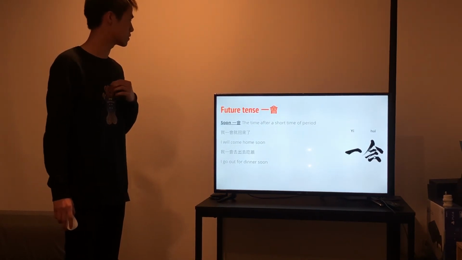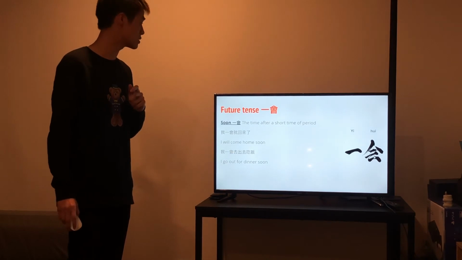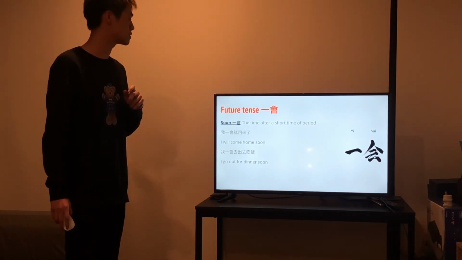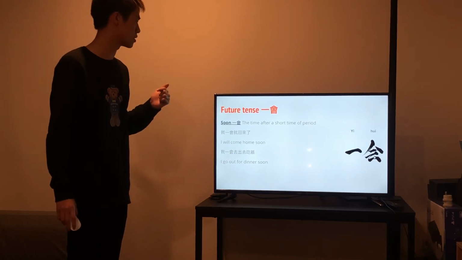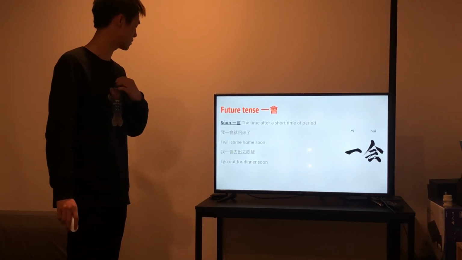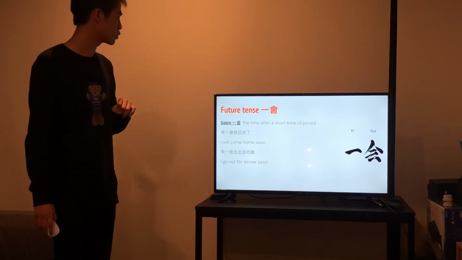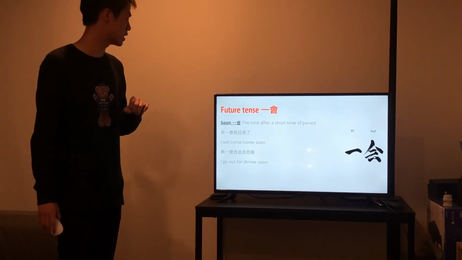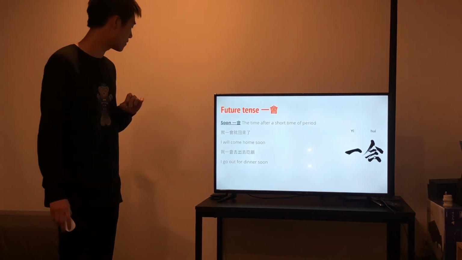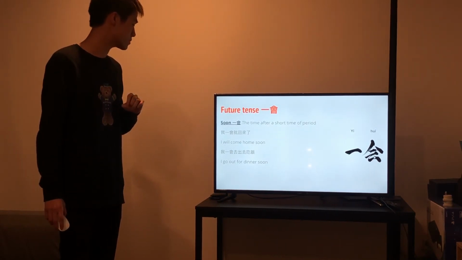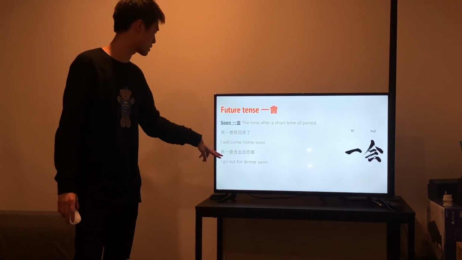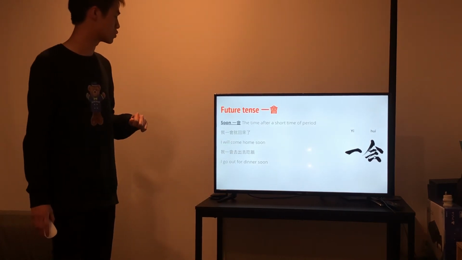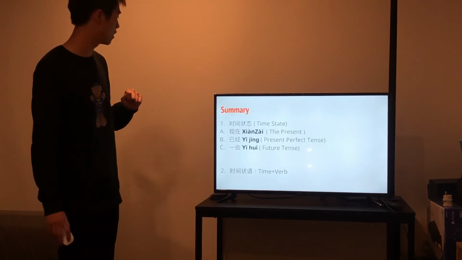Another is a bit of a future tense. It's 一会, and its meaning in English is soon. It talks about a time after a short period. An example is I will come home soon. In Chinese it is 我一会回来了. For the second example, I go out for dinner soon, and the Chinese is 我一会出去吃饭.